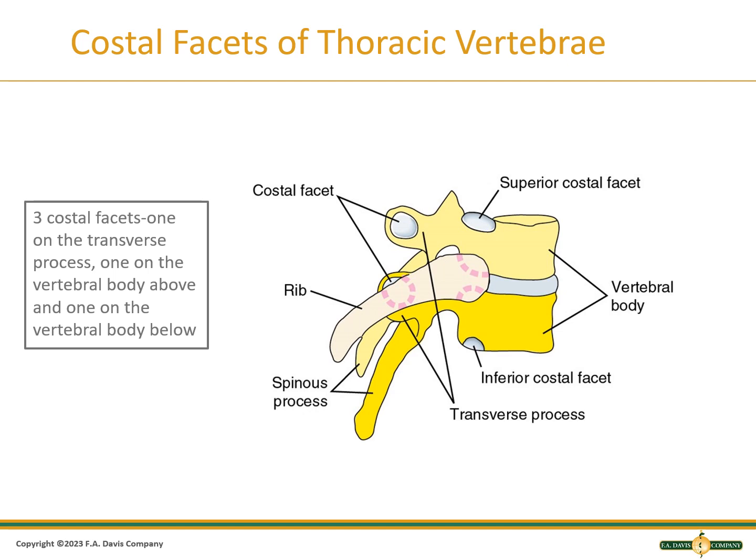Because our ribs articulate with our thoracic spine, we have to have articulation points for those ribs. And so with the thoracic spine, we have three costal facets. Things associated with the ribs typically have costal in the name. So that's why our chondrocostal joints are chondro for cartilage and costal for rib. And so that's how we know where those joints are. Well, our costal facets are our rib articulations with the vertebral body and transverse processes. So we have 3 costal facets for each rib, one on the transverse process of the rib on the side that it is on, one on the vertebral body above, and one on the vertebral body below the rib.